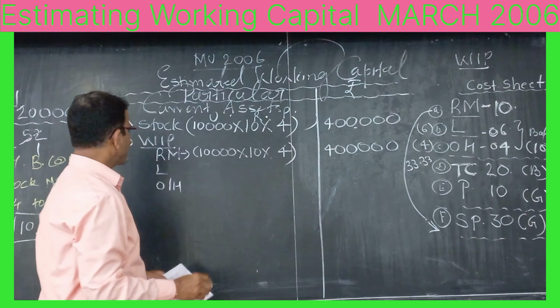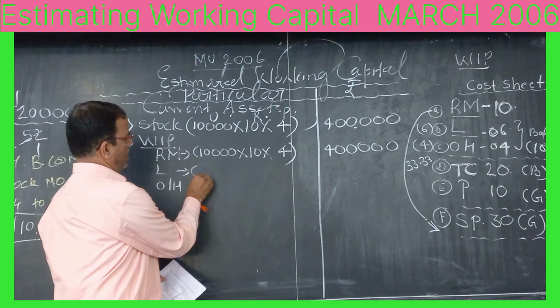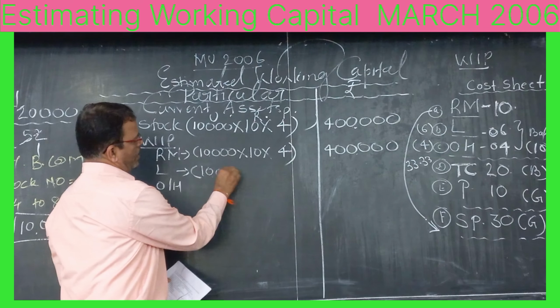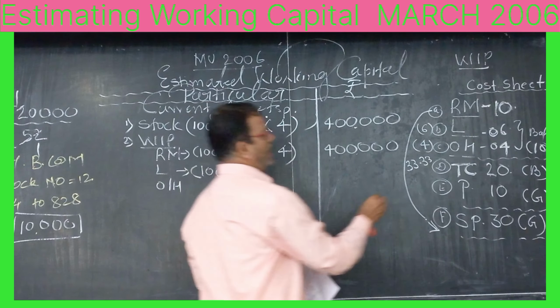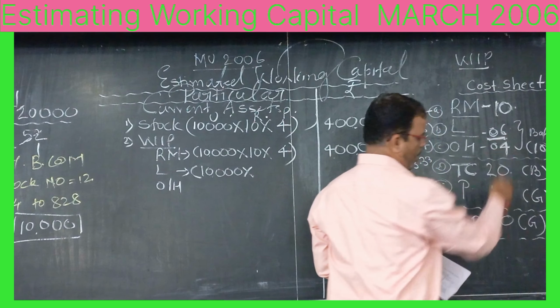After that, labor. Units are 10,000. Okay, the labor rate is given. How much is the labor rate? See here, how much is given?